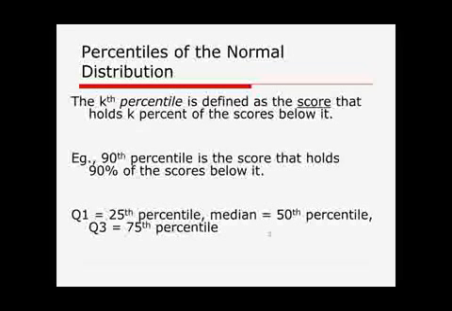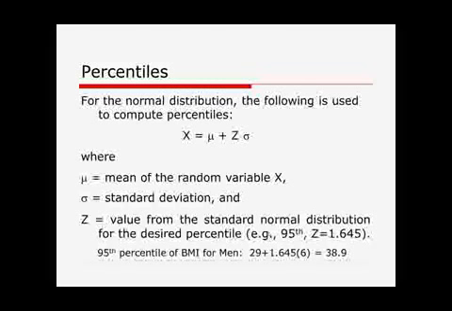Percentiles. We often look at percentiles with the normal distribution, and a percentile is defined as the score that has a certain percent of scores below it. For example, a 90th percentile is a score that has 90% of the scores below it. Q1 is actually a percentile, the 25th. The median is the 50th, and the third quartile is the 75th. There's a little formula for calculating percentiles, and it's basically taking that z-score formula and turning it around. So if you want to calculate a percentile, you take the mean, you add the z-score for a particular percentile, which you can figure out from the z-table, multiplied by the standard deviation.